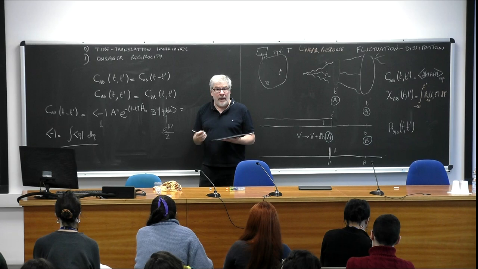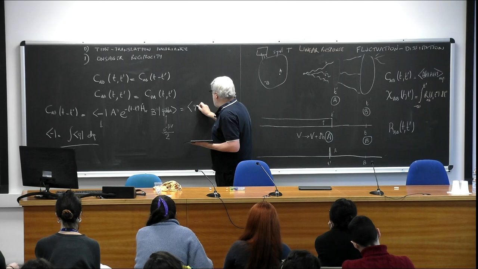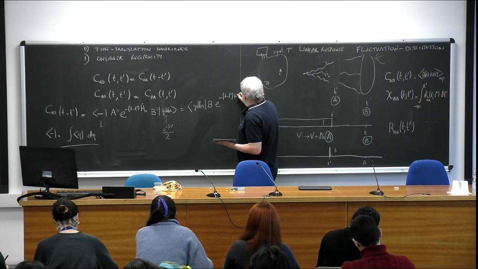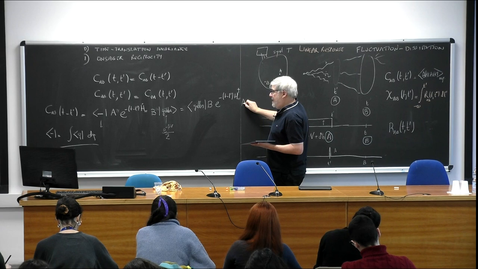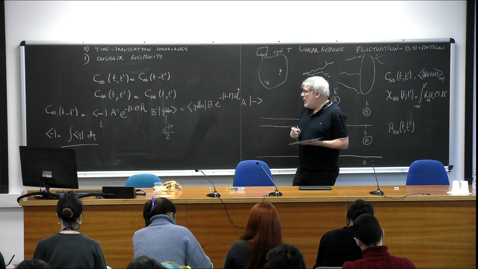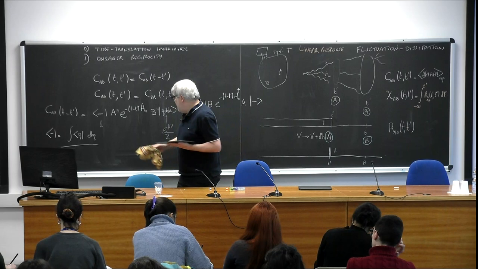So let me first write. So Gibbs appears now in the left. Then I have B. Remember, when I transpose, the order changes. Then I have E, T minus T prime. And then I have H dagger, Fokker-Planck. Then I have A. And then I have the flat thing. OK? Up to now, I have done nothing, almost. And now we're going to use the time reversal property, detail balance.